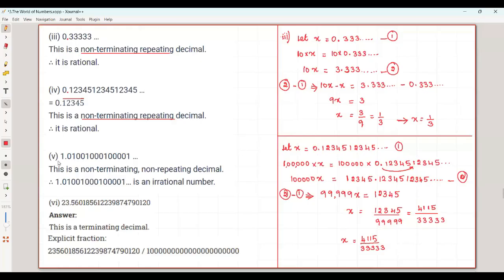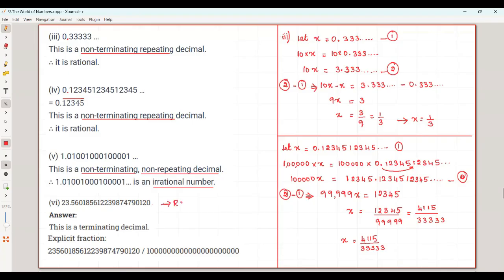Now question number 5: 1.01, 001, 0001, then 5 zeros. It's following a pattern. It's not a repeating decimal, but it's going in a pattern. Non-terminating, non-repeating. Therefore, this is an irrational number. Sixth one, it's terminating. Terminating means this is a rational number.